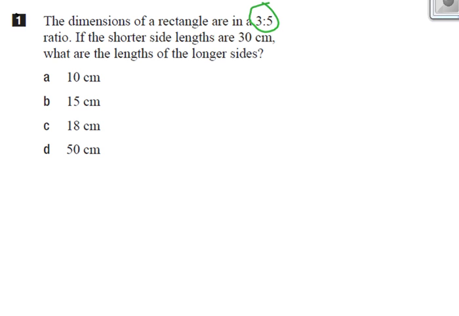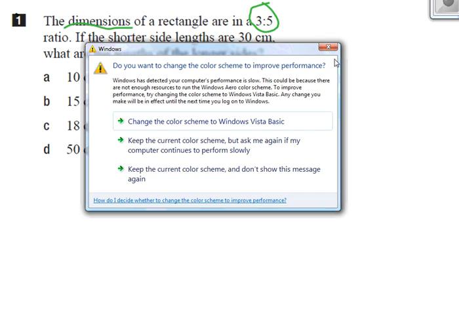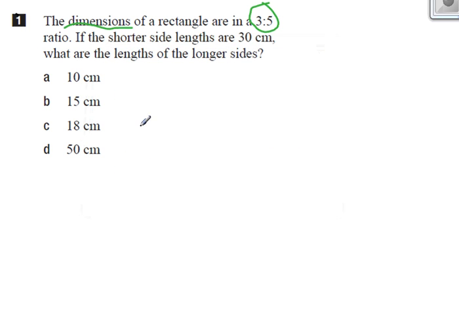Okay, so let's review. It says the dimensions of a rectangle are in a 3 to 5 ratio. Well, what do dimensions mean? For a rectangle, the 2 dimensions involved are length and width. Those are the dimensions of a rectangle. Normally, people refer to the width as the shorter side and the length as the longer, although that's not necessarily true. Let's make that the case in this question. So we're going to call the width the shorter side and the length will be the longer side.